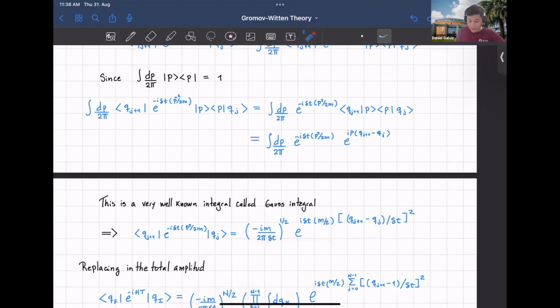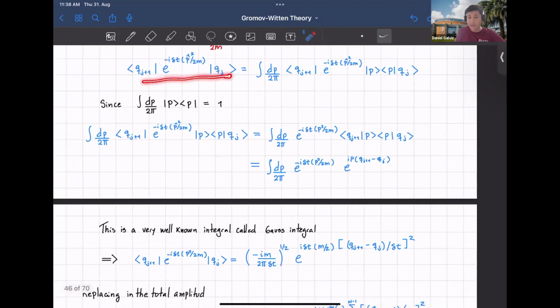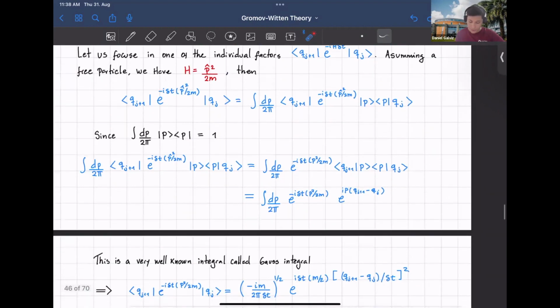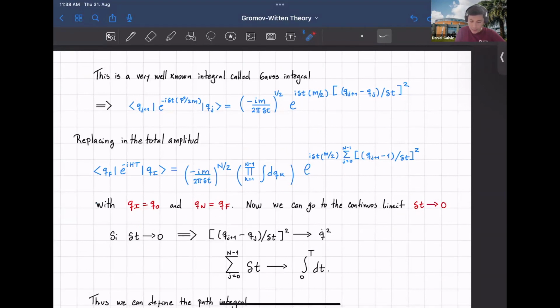Then you can replace every one of these single elements inside our total amplitude. And then in the total amplitude, you will have, of course, this term to the power of n, because it's n times, and then this integral over a sum, because each of these will sum in the exponential. Remember that the initial q is q0. This is just a relabel. And then qn goes to qf.